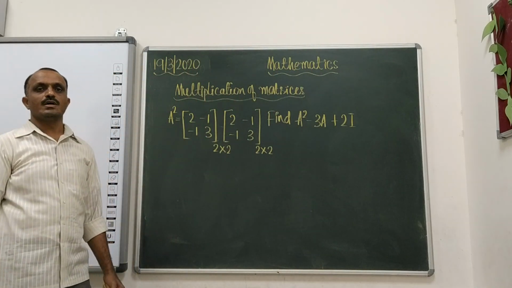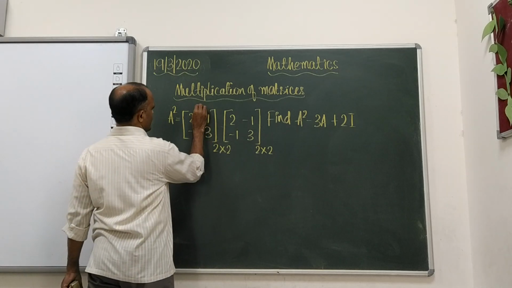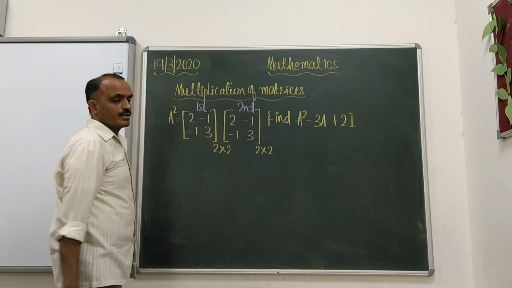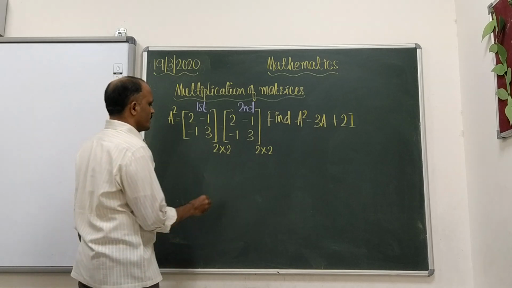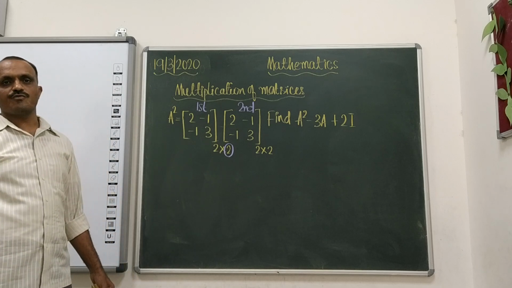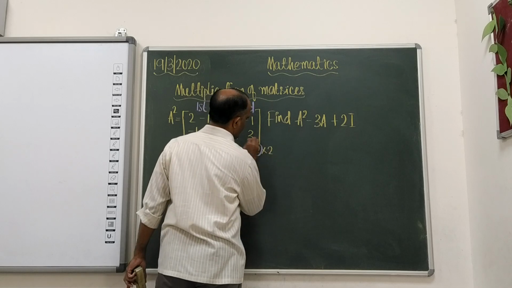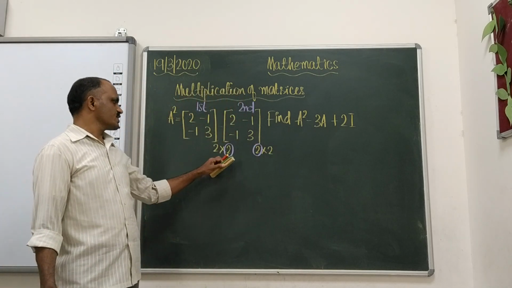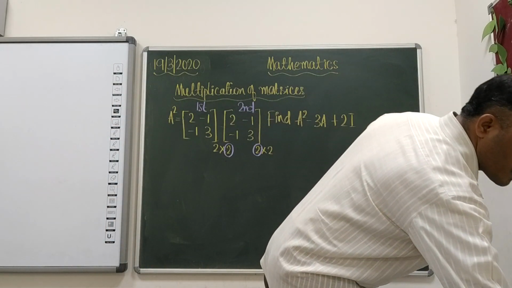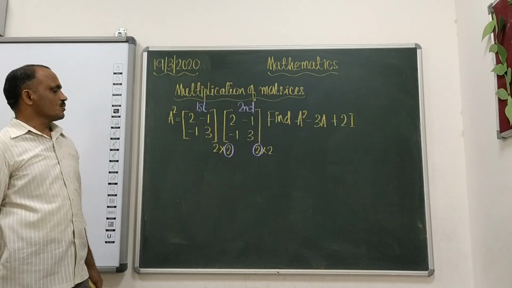Now the condition for multiplying the two matrices. This is our first matrix, then this is our second matrix. In order to multiply, the condition is that the number of columns in the first matrix is the same as the number of rows in the second matrix. Then we are permitted to multiply those two matrices.